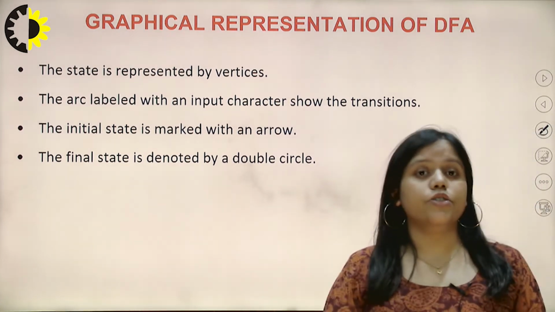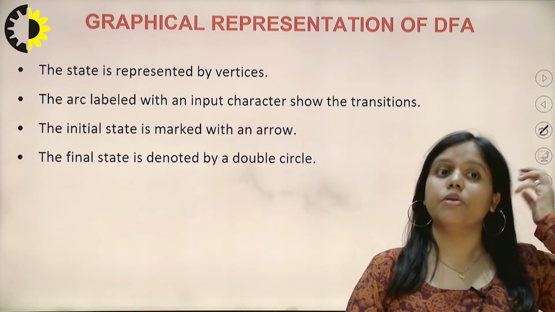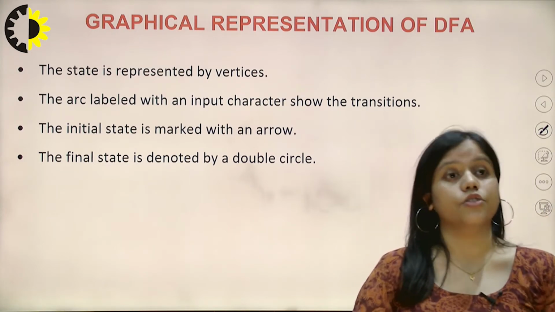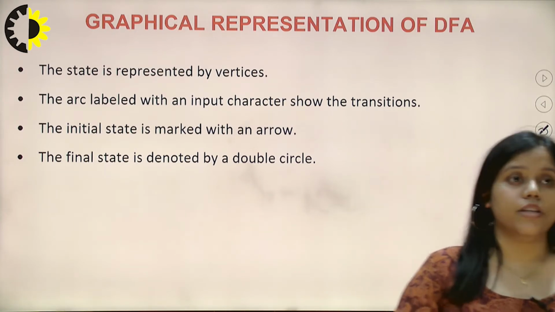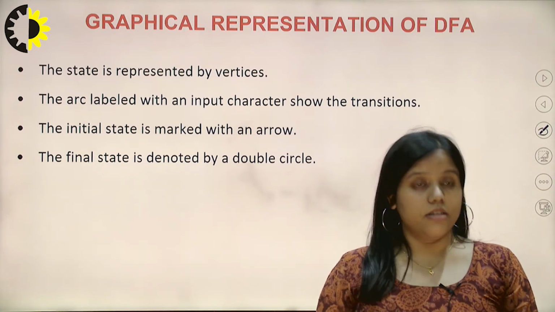Graphical representation of a DFA: the states are represented by vertices. The arc labeled with an input character shows the transition. The initial state is marked with an arrow. The final state is denoted by a double circle.